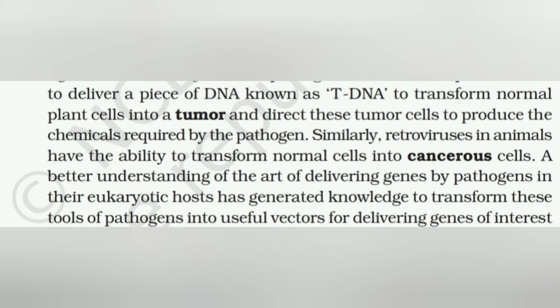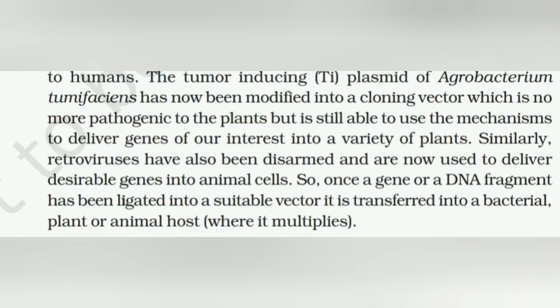A better understanding of the art of delivering genes by pathogens in their eukaryotic hosts has generated knowledge to transform these tools of pathogens into useful vectors for delivering the gene of interest to humans. The tumor-inducing Ti plasmid of Agrobacterium tumefaciens has now been modified into a cloning vector which is no more pathogenic to the plants but is still able to use the mechanism to deliver genes of our interest into a variety of plants. Similarly, retroviruses have been disarmed and are now used to deliver desirable genes into animal cells.